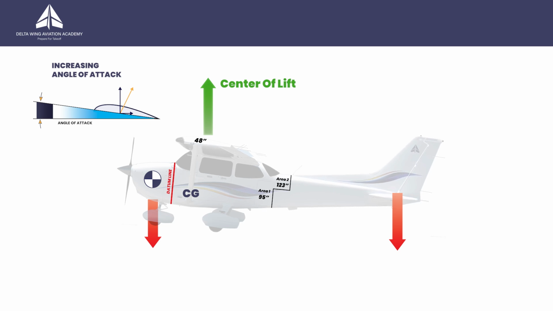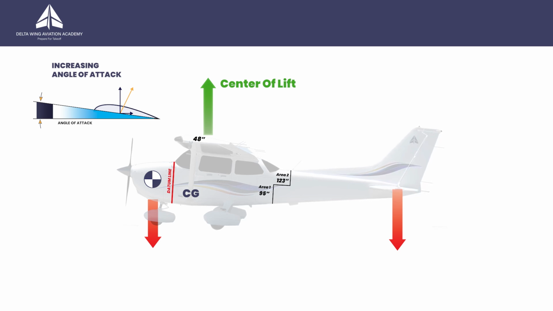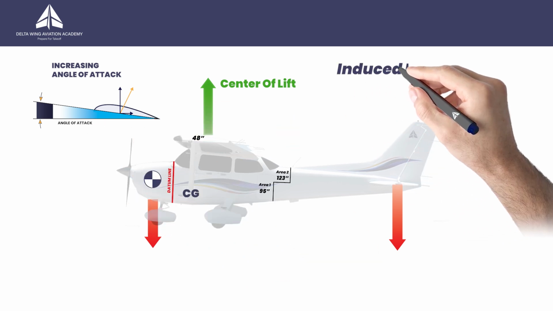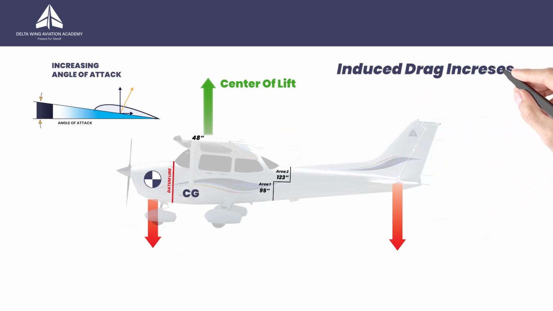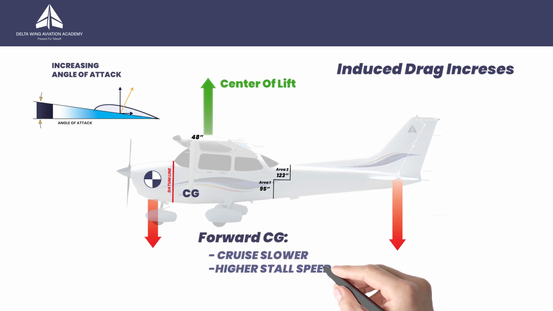This is why an airplane with a far forward CG stalls at a little bit higher airspeed than an airplane with a further back CG. This is also why an airplane with a further forward CG cruises a little bit slower than an airplane with a far back CG. Because as the angle of attack increases, the induced drag increases. And when the induced drag increases, we're not going to cruise quite as fast. So with a far forward CG, we have a little bit slower cruise and a higher stall speed.